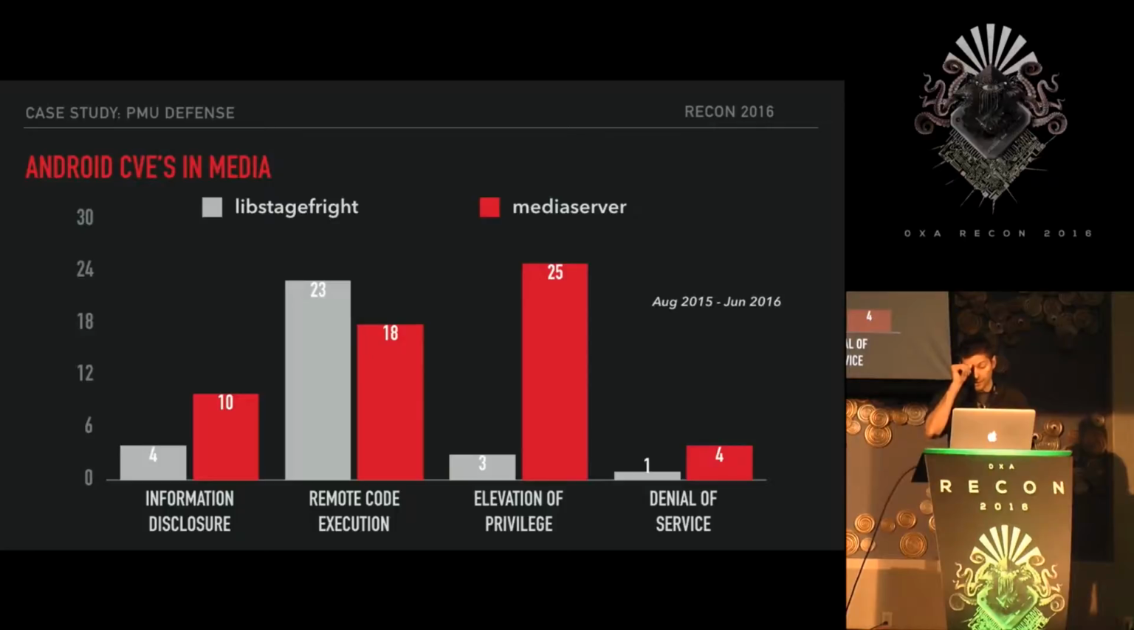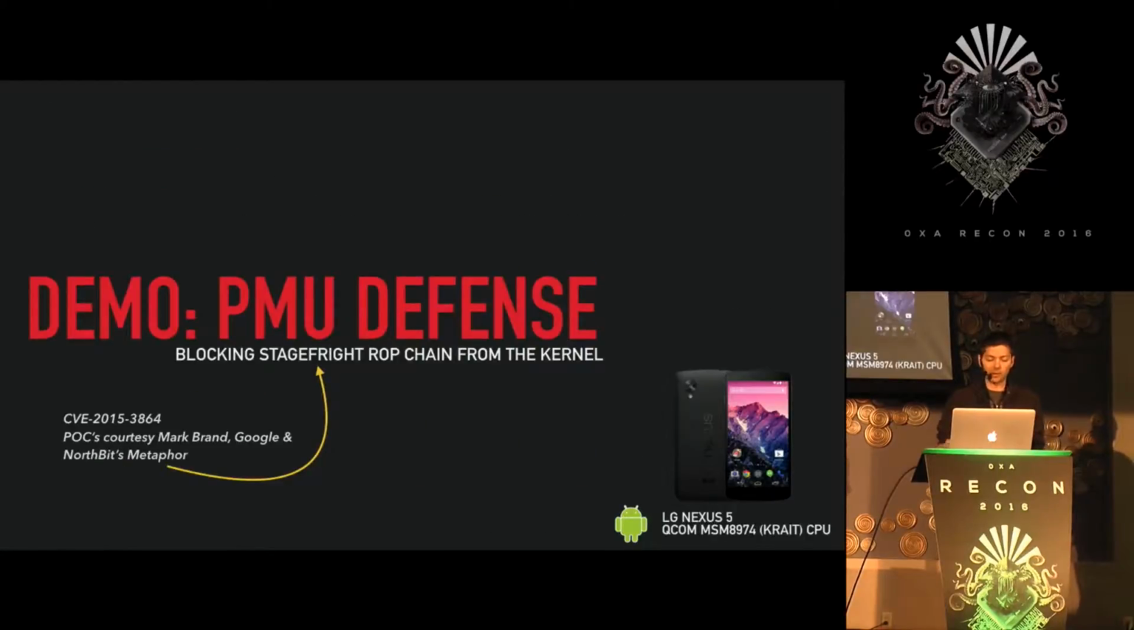So I decided to select Stagefright, which has been obviously very popular since last Black Hat. This is data provided from the Nexus security bulletins. As we can see, there have been a ton of remote code execution and privilege escalation bugs, either in libstagefright or labeled as mediaserver, but I'm just collectively calling them media. So I decided to create a little proof of concept, basically just do syscall monitoring and detect some of the same anti-ROP checks that EMET and ROPGuard do.